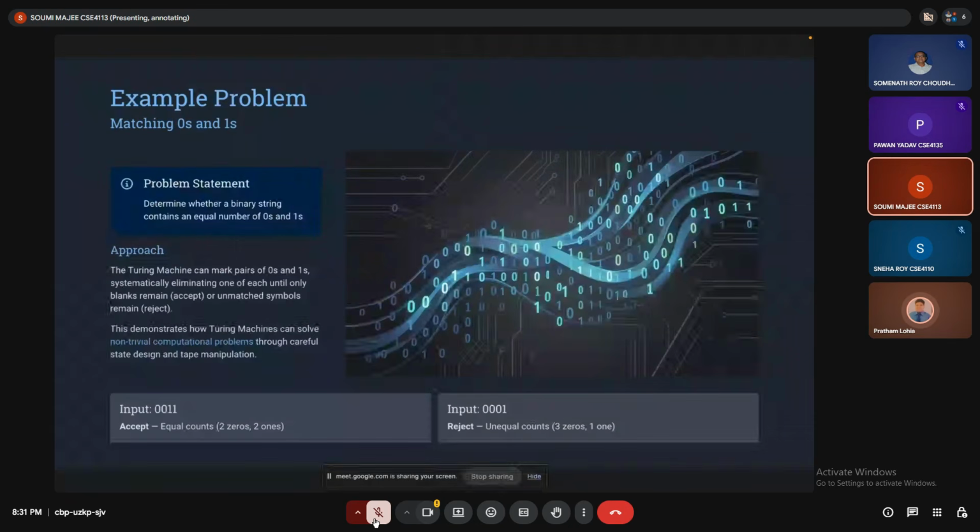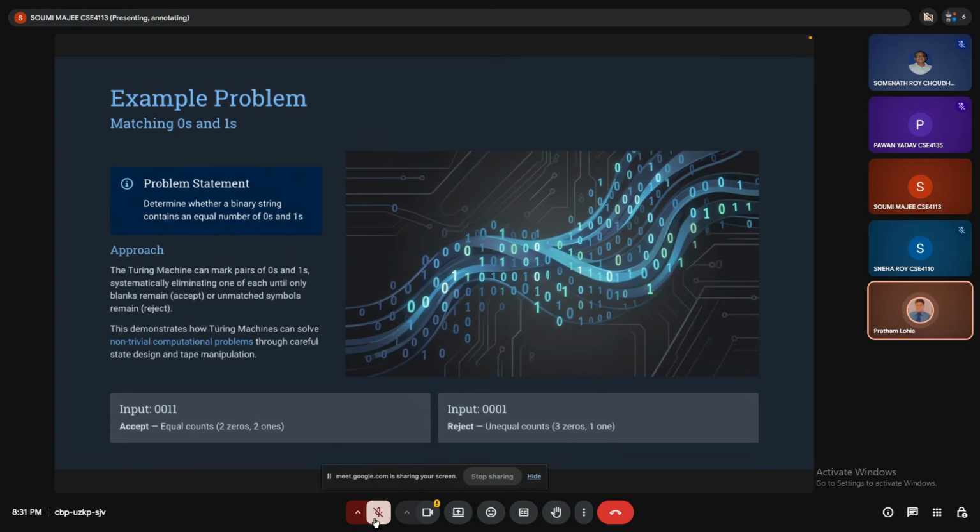This is the example problem. This is only an example. The problem statement is to determine whether a binary string contains an equal number of zeros and ones. So how can we approach it? We can approach it by using a Turing machine. A Turing machine can mark pairs of zeros and ones systematically, eliminating one of each until only blanks remain, which means accept, or unmatched symbols remain, which means reject. This demonstrates how a Turing machine can solve non-trivial computational problems through careful state design and tape manipulation.